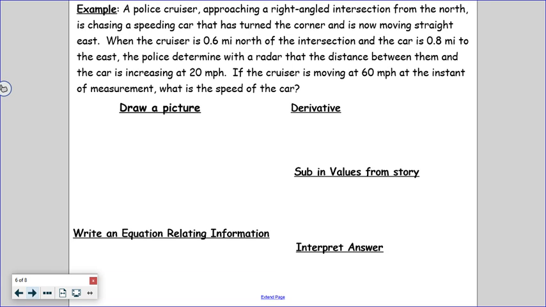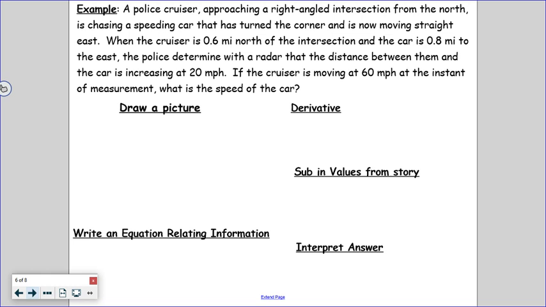So let's do one more example here. This one I think is very overwhelming as we read it and get started. It says, a police cruiser approaching a right-angled intersection from the north is chasing a speeding car that has turned the corner and is now moving straight east. When the cruiser is 0.6 miles north of the intersection and the car is 0.8 miles to the east, the police determined with a radar that the distance between them and the car is increasing at 20 miles an hour. If the cruiser is moving at 60 miles an hour at that moment, what's the speed of the car?